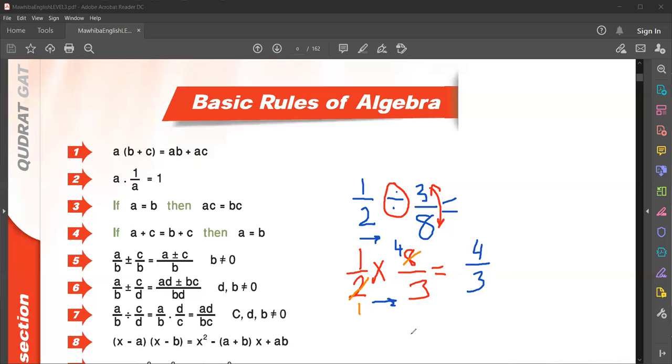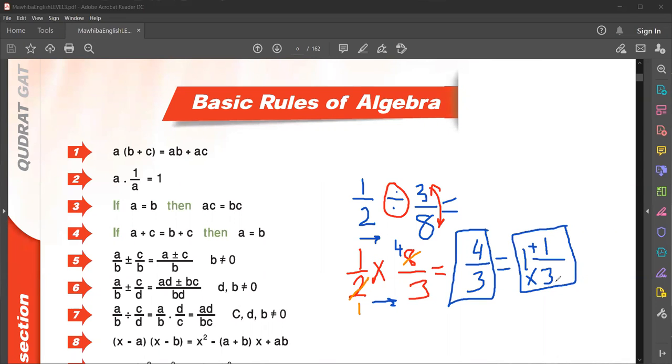Maybe in an exam, we don't have the same answer here. You change to another answer, 4 over 3, that's the same as 1 and 1 over 3. How? Because when you multiply 3 times 1, equals 3, and plus 1, it is the same, 4 over 3. How do I change from 4 over 3 to 1 and 1 over 3? I ask myself, how many 3s in 4? It is 1, only 1 time. So I write 1 and 1 over 3.